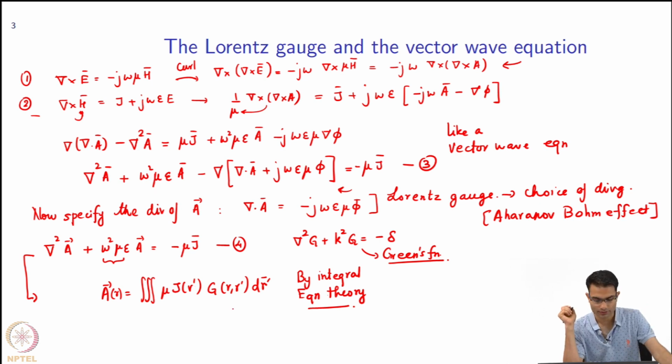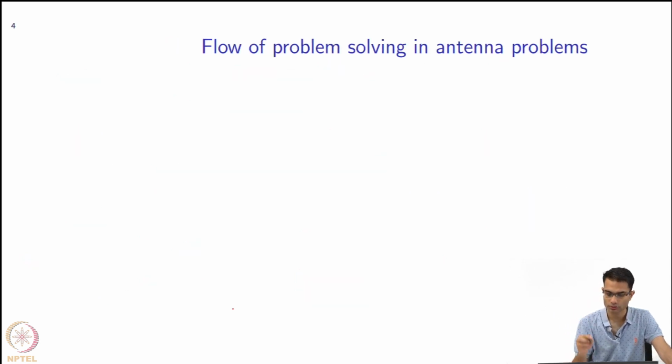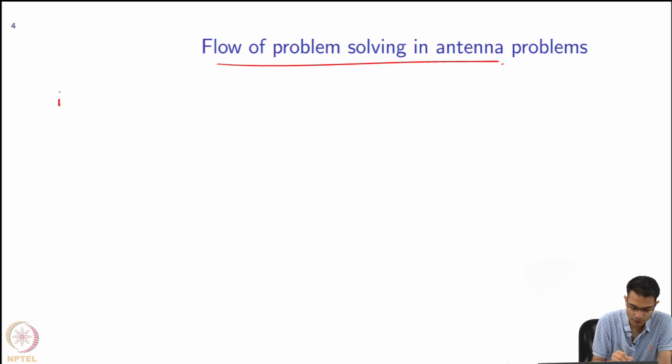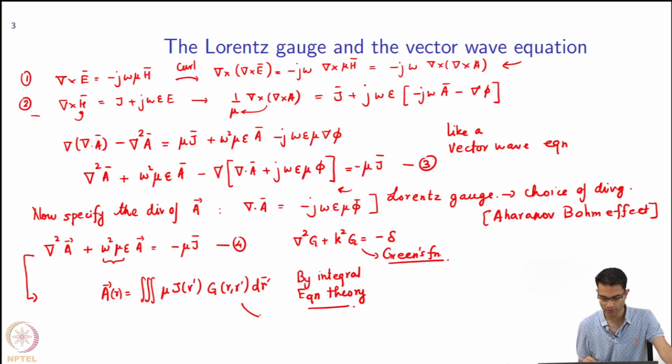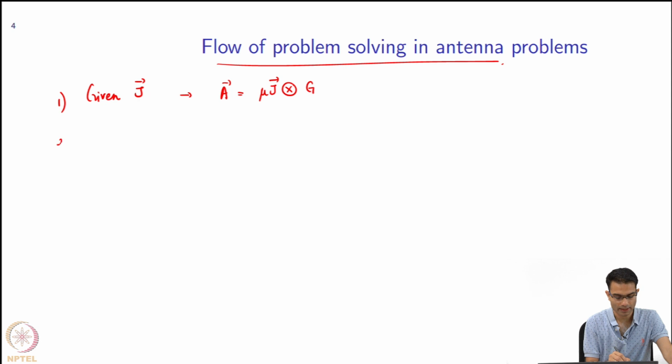So, let us just sort of summarize what all we have, the flow of the problem. What is given to you in any problem is, let us say, the current J. If I give you the current that is flowing in some antenna, what can you do? I can find A as the convolution of mu J and G, from this equation over here, equation 5. So, that means I get A. The second thing, once I get A, obtain H from it.